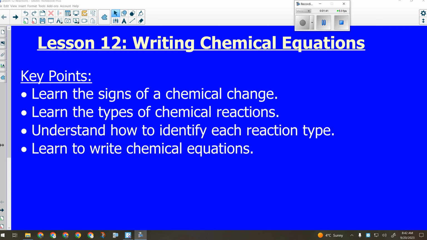All right, quick review. If a chemical reaction or chemical change occurs, what are some signs that that has happened? Color change. Precipitate. A precipitate could form. Yeah, there could be a temperature change, either positive or negative. Smell change. Could be an odor change. Okay, those are all good signs of a chemical reaction.